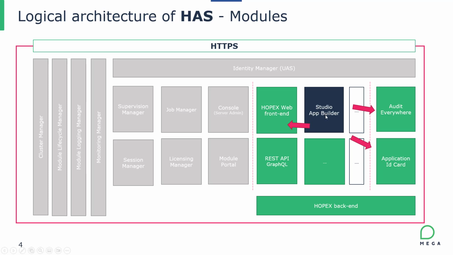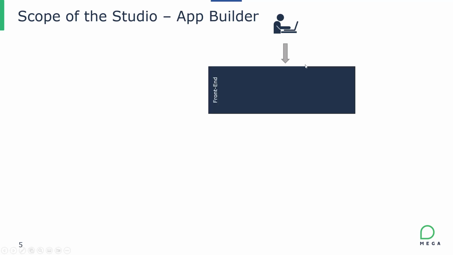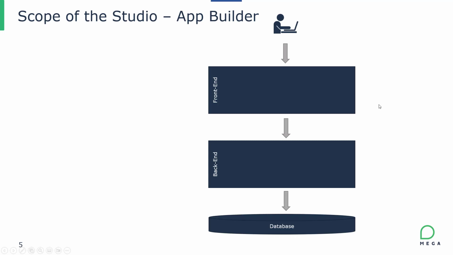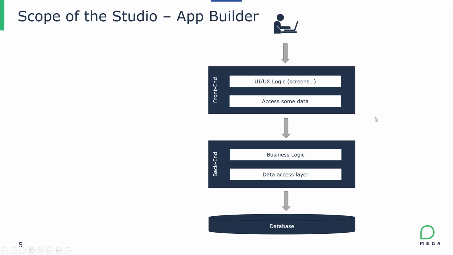So if we zoom in into the Studio App Builder, you need to understand what a web application currently is. A web application is composed of three major stacks. The front end, that the user usually sees and accesses. A backend, that is what the front end uses to get some data. And the database that stores the data. In the backend, you usually have the business logic, the filtering, the data access. In the front end, you usually have the UI UX logic and access to some data.